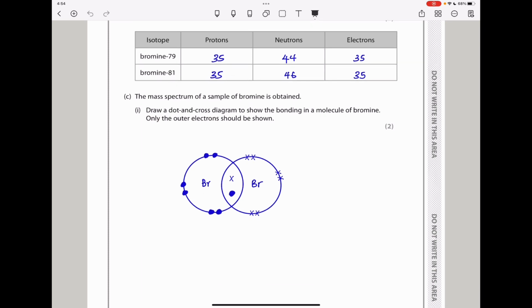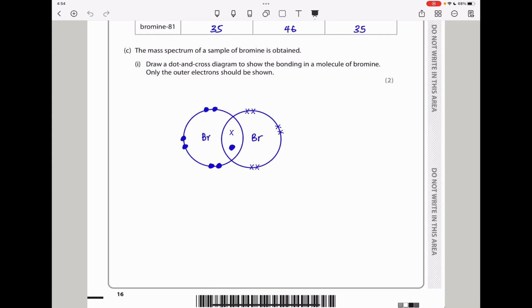Now here, I used different electrons in a dot and cross diagram. Some people will use dot and dot, but since they say dot and cross, I stuck to dot and cross. So each bromine has 7 electrons in the outer shell, which is 1, 2, 3, 4, 5, 6, and a 7th. And on the other side, there's 7 as well. So they share a pair of electrons between them, where each electron is contributed by one of the atoms in this specific covalent bond. So drawing it like this could earn you the marks you're aiming to get.